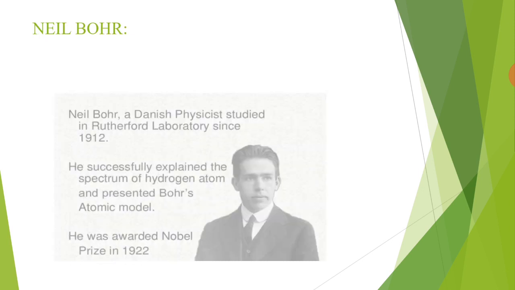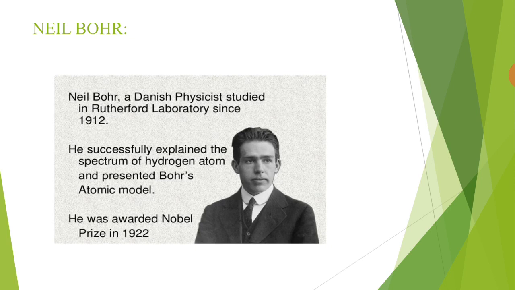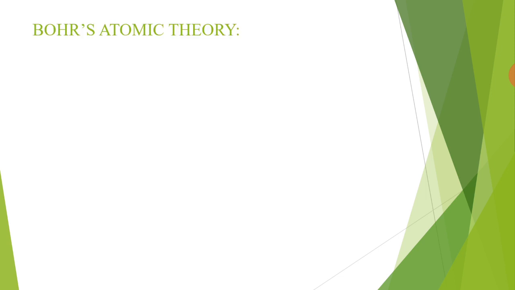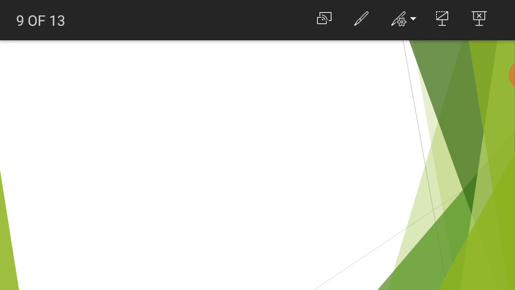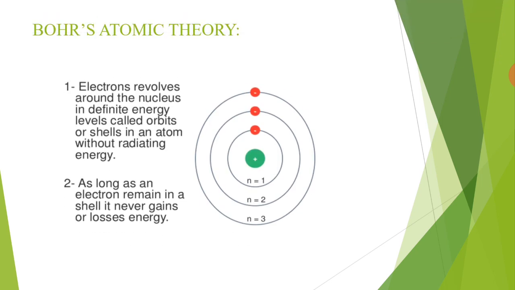Bohr formulated a new explanation and a new theory to remove defects from the Rutherford atomic model. Niels Bohr, a Danish physicist, studied in Rutherford's laboratory since 1912. He successfully explained the spectrum of the hydrogen atom and presented Bohr's atomic model. He was awarded the Nobel Prize in 1922.